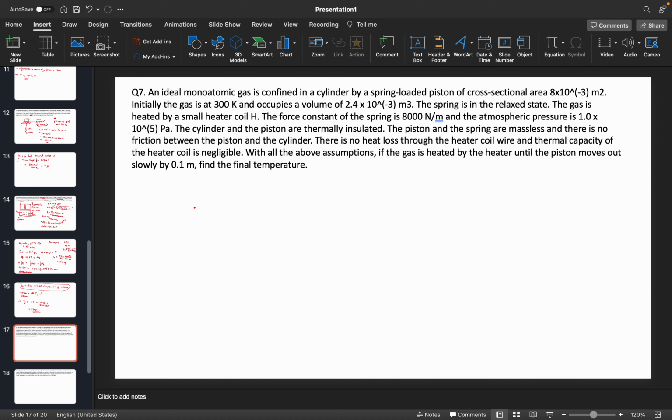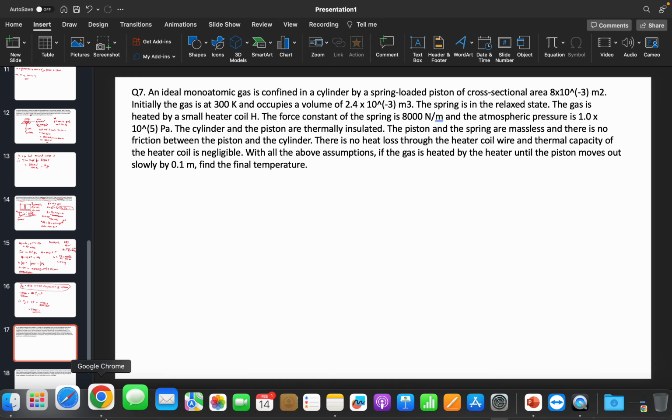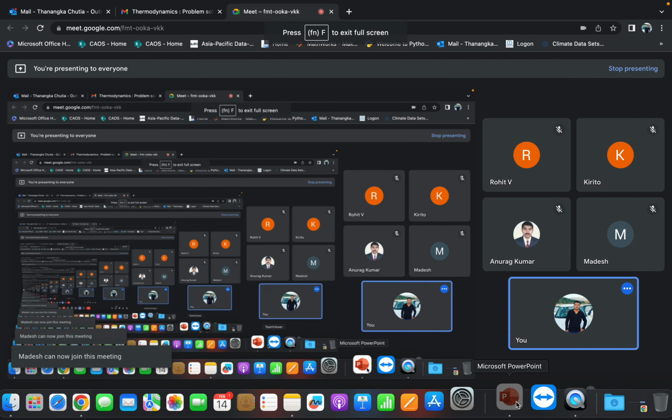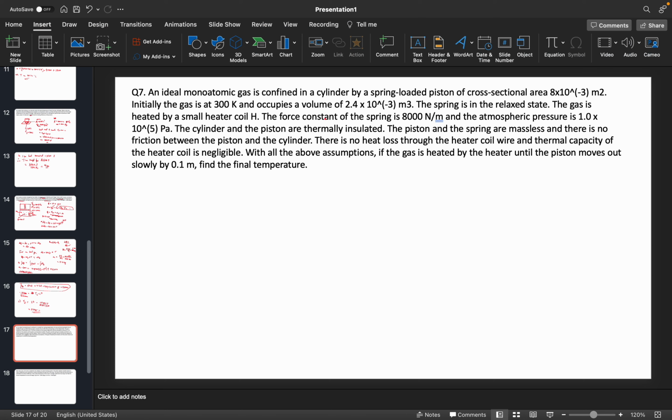The next one is: an ideal monoatomic gas is confined to a cylinder by a spring loaded piston, and it has a cross sectional area of 8 into 10 to the power minus 3 meter square. Initially the gas is at 300 Kelvin, and it occupies a volume of 2.4 into 10 to the power minus 3 meter cube. The spring is in a relaxed state.